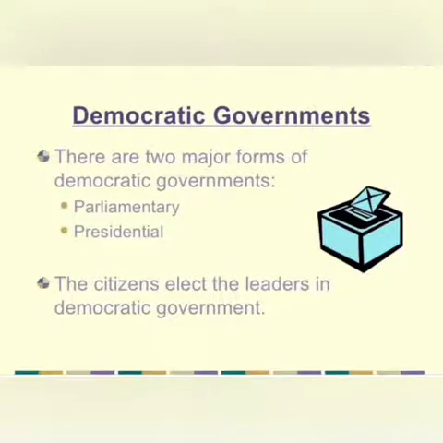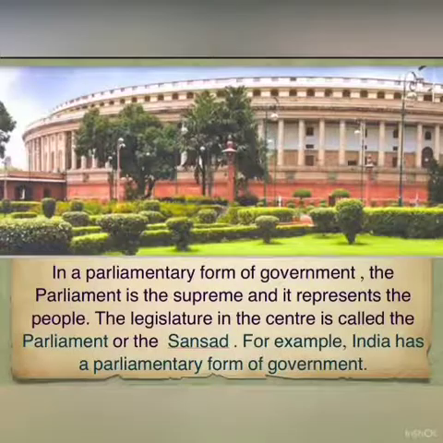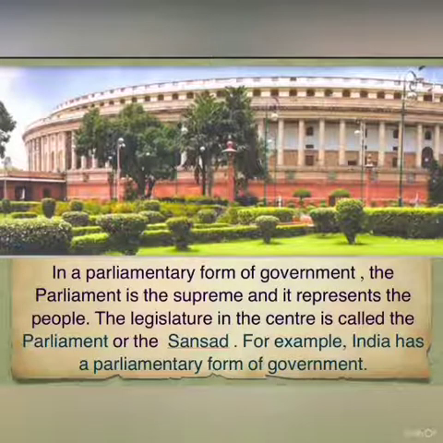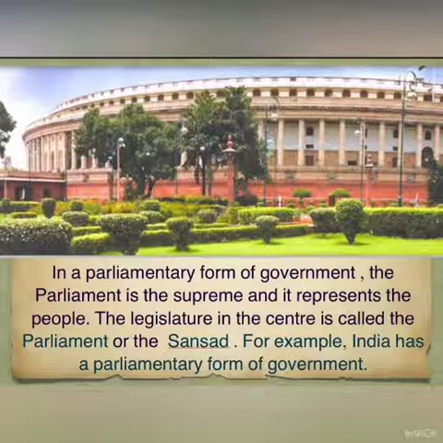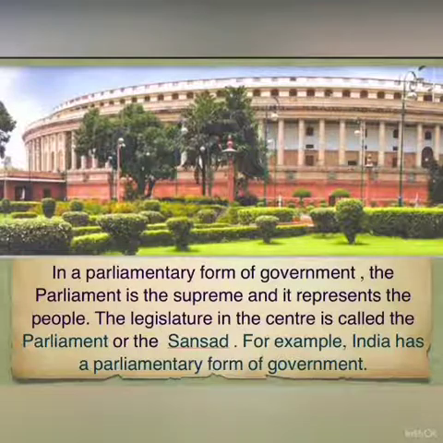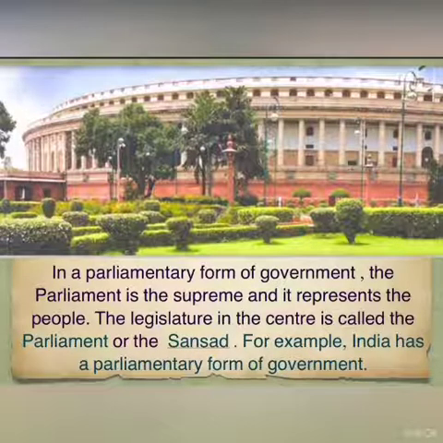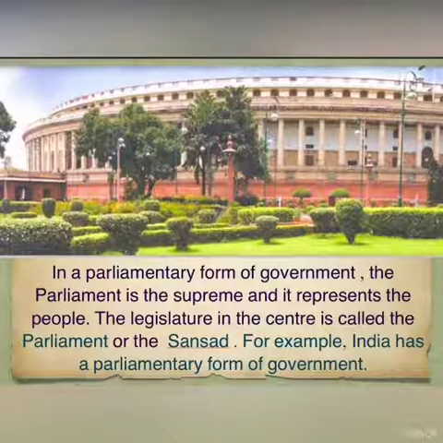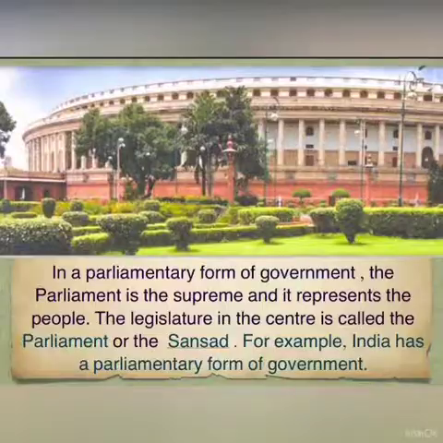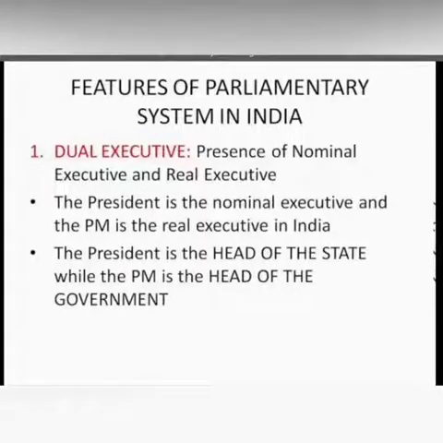In these types of government, the citizens have full authority to elect the leaders. In a parliamentary form of government, the parliament is supreme and it represents the people. The legislature in the center is called the Parliament or the Sansad. For example, India has a parliamentary form of government. So let's continue with this type of government. Now we will be talking about it in detail.